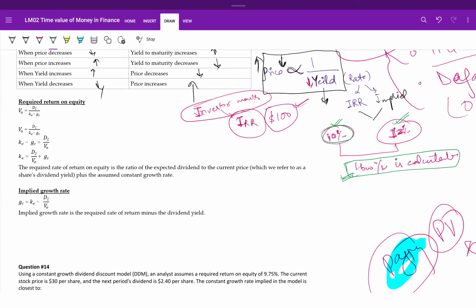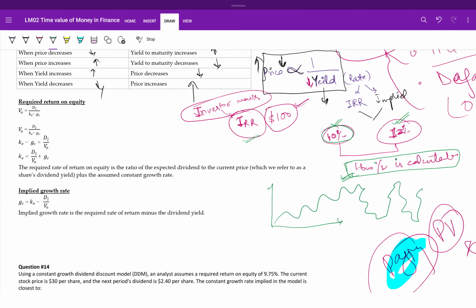Okay, so the required rate of return. In practice, the required rate of return on equity is not directly observable. In the case of bonds, it was. But when we talk about equity, the required rate of return is not directly observable because, if you know about equity, the return is not certain. So the return might be high, the return might be low.